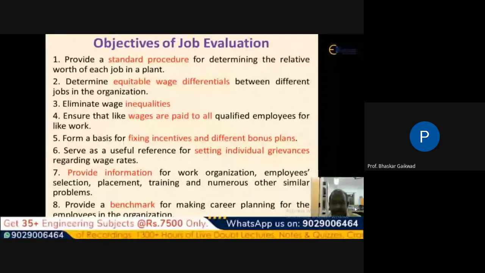Then it is a benchmark for career planning for the employees. It means that if a laborer is doing a job whose worth is placed third or fourth, then in order to increase his wages, he will try to improve his caliber to move to a job placed at number 1. Now he is working at number 3, meaning his job worth is placed at number 3. He will make an effort to make it number 1. So that is the benchmark for career.